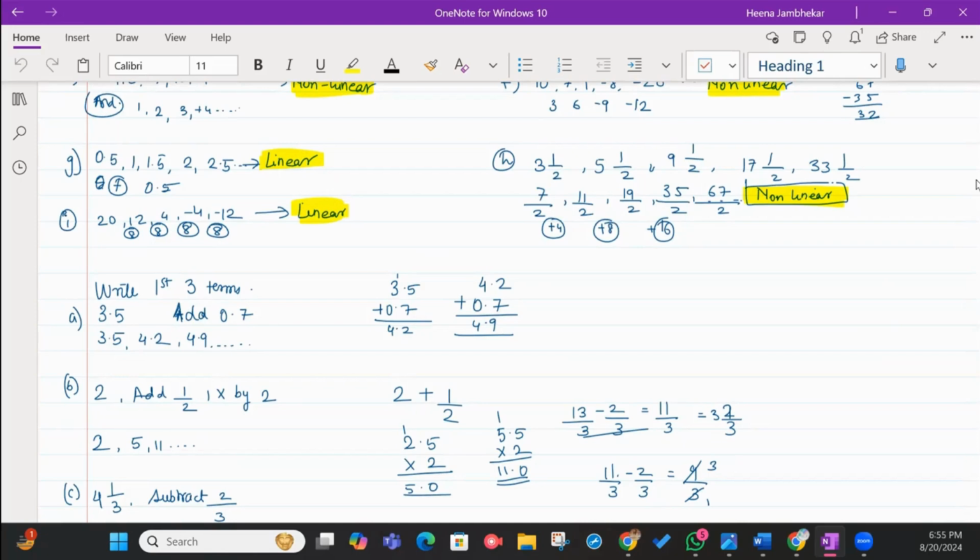First convert 4 1 upon 3 into a proper fraction. 13 upon 3. Yeah, so write 13 upon 3. Yeah, minus what do we have to do? Right, minus 2 upon 3. What do you get? 11 upon 3. This has to be converted into a mixed number. So how will you write it as a mixed number? Do it, chalo.